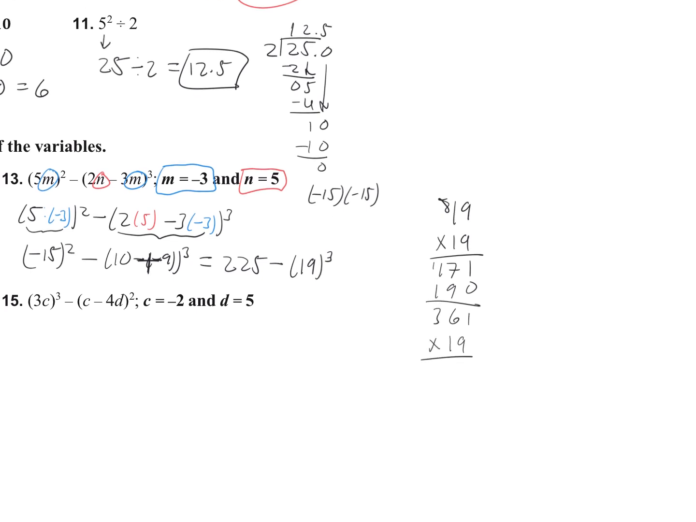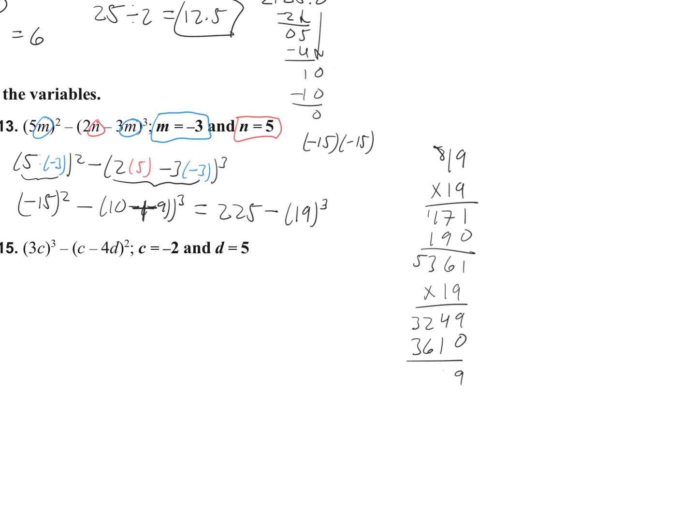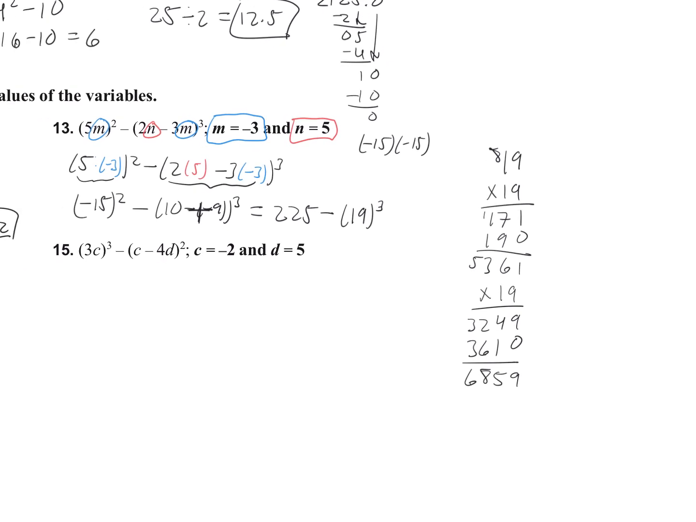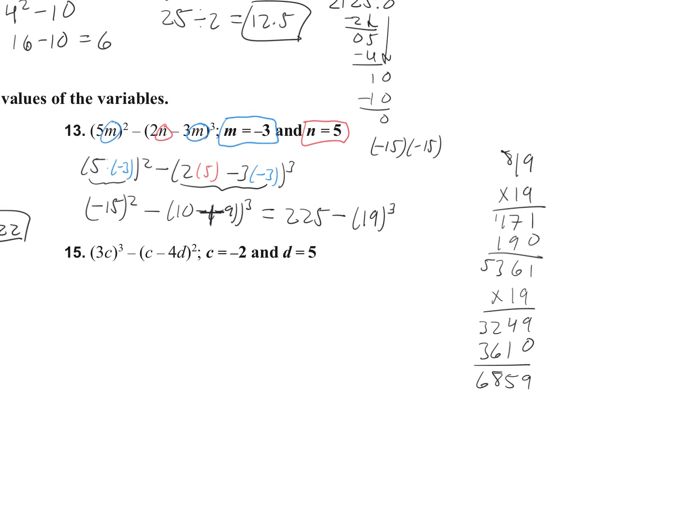Times 19. And then 9 times 1 is 9, 9 times 6 is 54, and then 3 times 9 is 27, plus 3 is 32. All right, bring down our 0, and then multiply everything by 1, right? So 361. Adding these together, we get a 9, 5, 8, and 6, right? So 6,859. And then this, we just have to say is 225 minus 6,859.